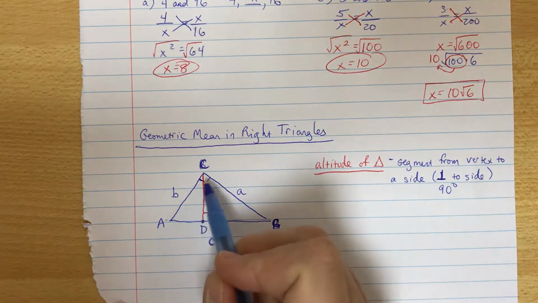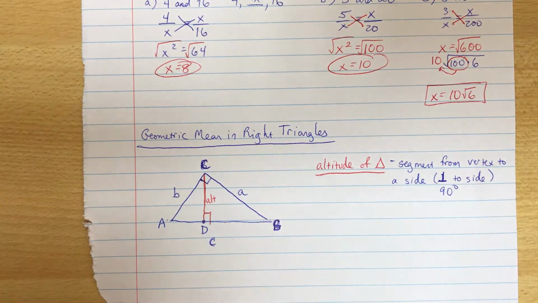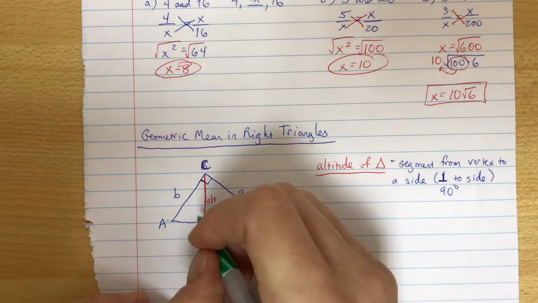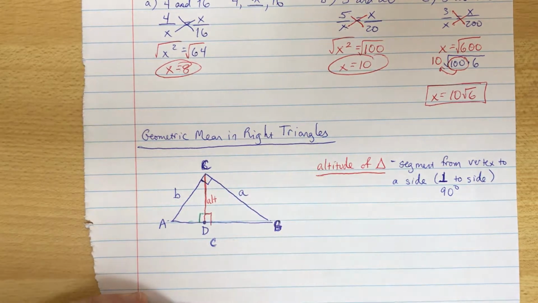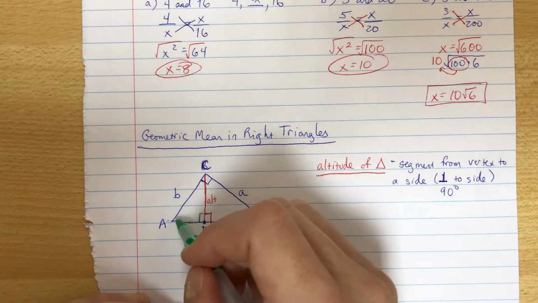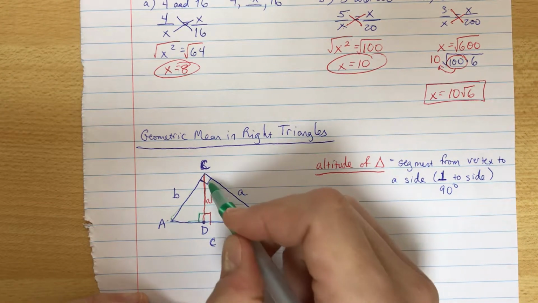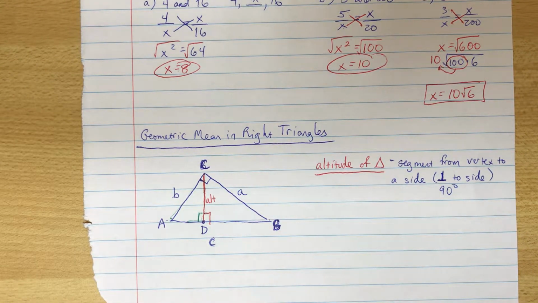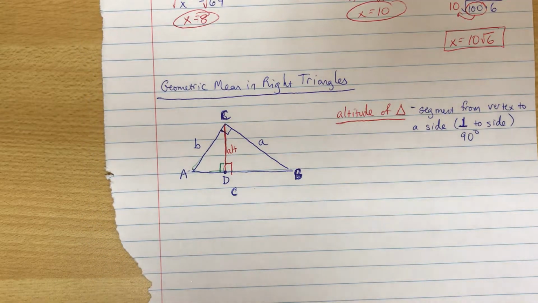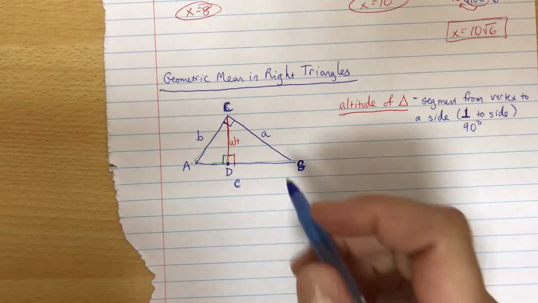And what that does is it actually takes the big right triangle and makes two small ones. Because if this angle's 90, angle ADC also has to be 90. So what we have is two small right triangles, and then the big one is also a right triangle. Now some interesting things are going to happen here.